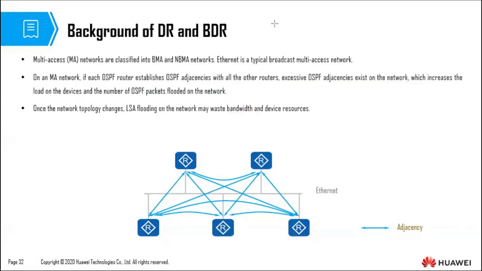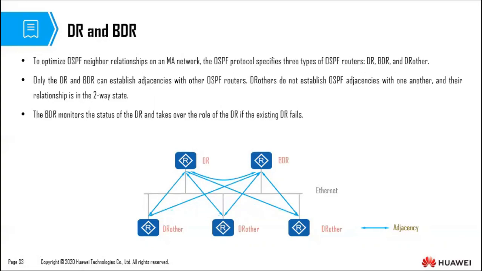So for that reason, remember, this is the background of the DR, designated router, and backup designated router. So for this reason, on multi-access networks, what do we do?